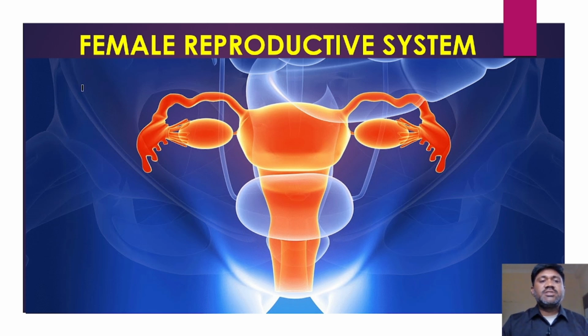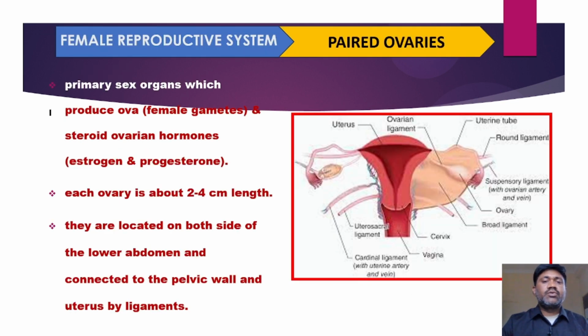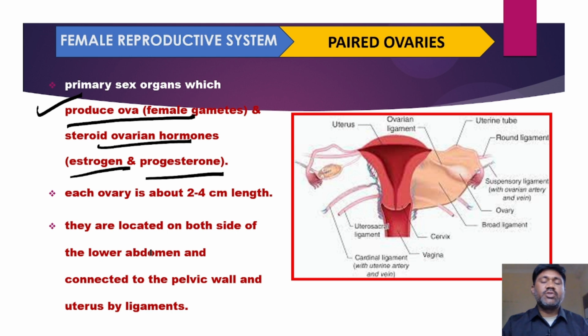Today in this session we will see the female reproductive system. In the previous session we have discussed the male reproductive system. The female reproductive system consists of paired ovaries, accessory ducts and external genitalia. So first we will see the paired ovaries. These are the primary sex organs. They can produce ova or female gametes, as well as steroid ovarian hormones like estrogen and progesterone.